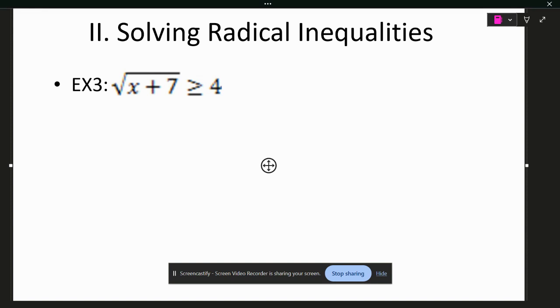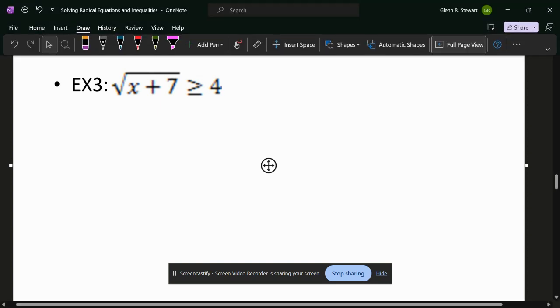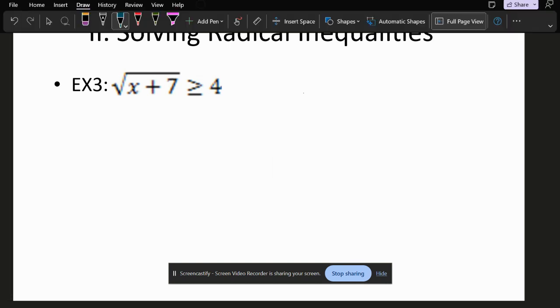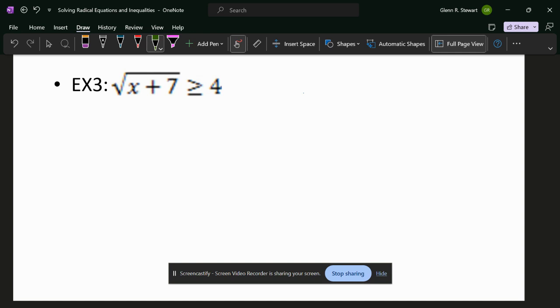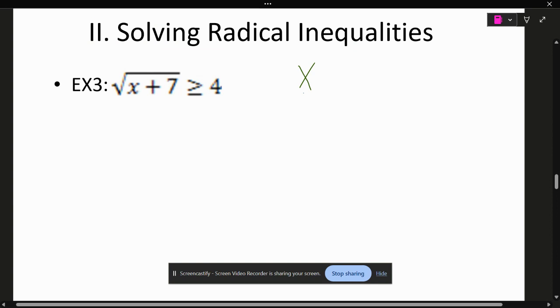Anything underneath of a radical, let me get my marker there, you're going to take whatever's inside of that radical, and then you're going to set it greater than or equal to 0. A little bit of technical difficulty here. So x plus 7 greater than or equal to 0.